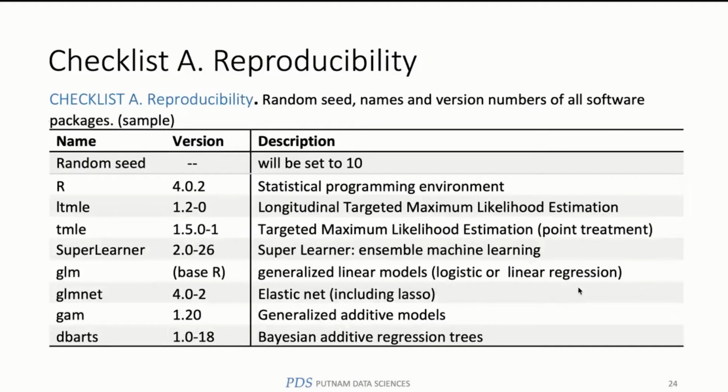Then we need names and version numbers of all the software that's going to be used. And so I wrote those here with a brief description. And I picked these because these are the defaults that we use in the TMLE package. They're not bad. You could add more. I don't say that these are the right ones to use for everything. And a larger list is fine.